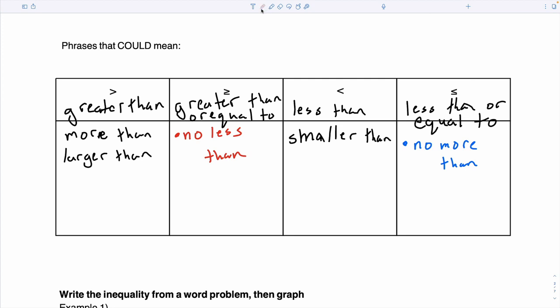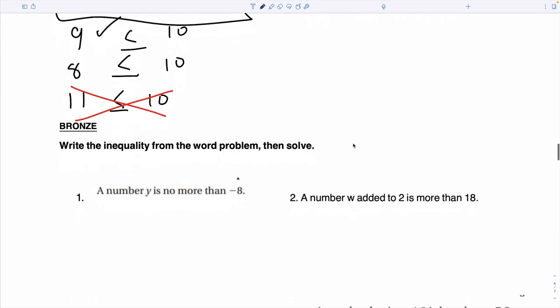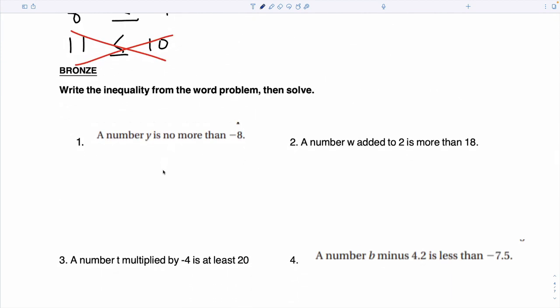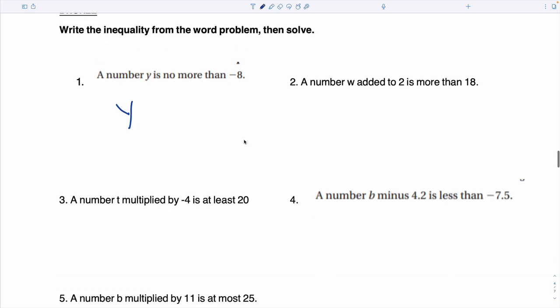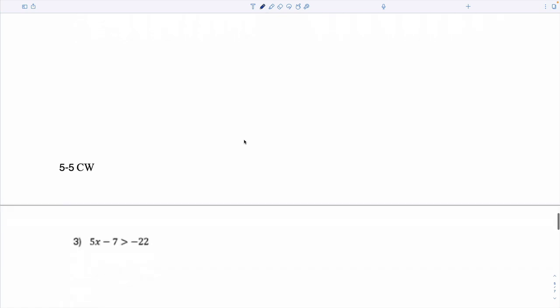I don't think the answers are right. Maybe I made a blunder. Which one? Number 1 says x is greater than or equal to. Is it y or x? It's x. Okay. Yeah, your answers might be wrong. Let me check. Go through bronze.